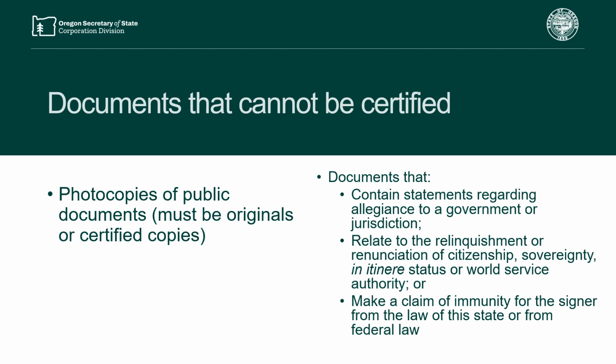There are certain types of documents that the Secretary of State cannot certify. These include photocopies of public documents like vital records or court records. These must be originals or certified copies. They also include documents that contain statements regarding allegiance to a government or jurisdiction, documents that relate to the relinquishment or renunciation of citizenship, sovereignty, in itinere status, or World Service Authority, or documents that make a claim of immunity for the signer from either the law of this state or from federal law.